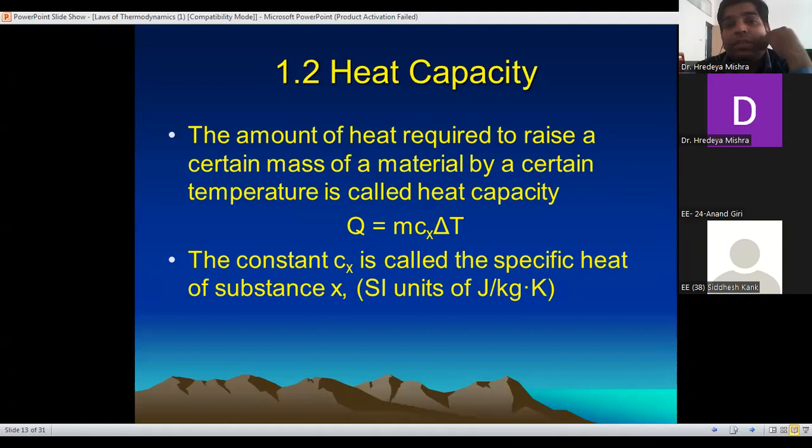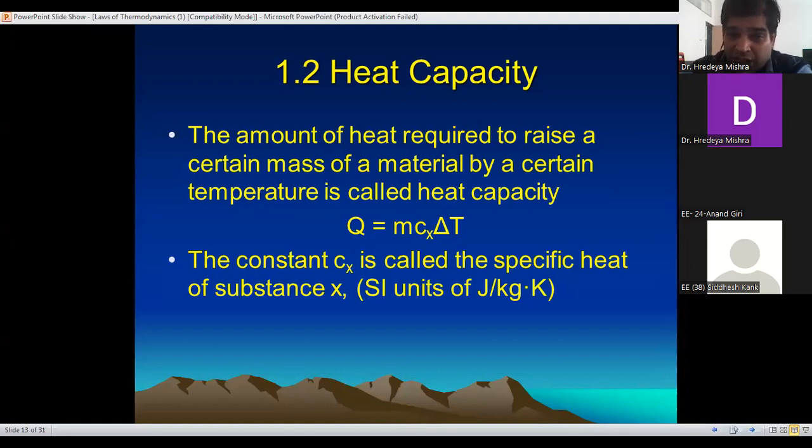Now, what is the heat capacity? The amount of heat required to raise a certain mass of material. What is the heat capacity? The heat capacity is the amount of heat required to raise a certain mass of material by a certain temperature.